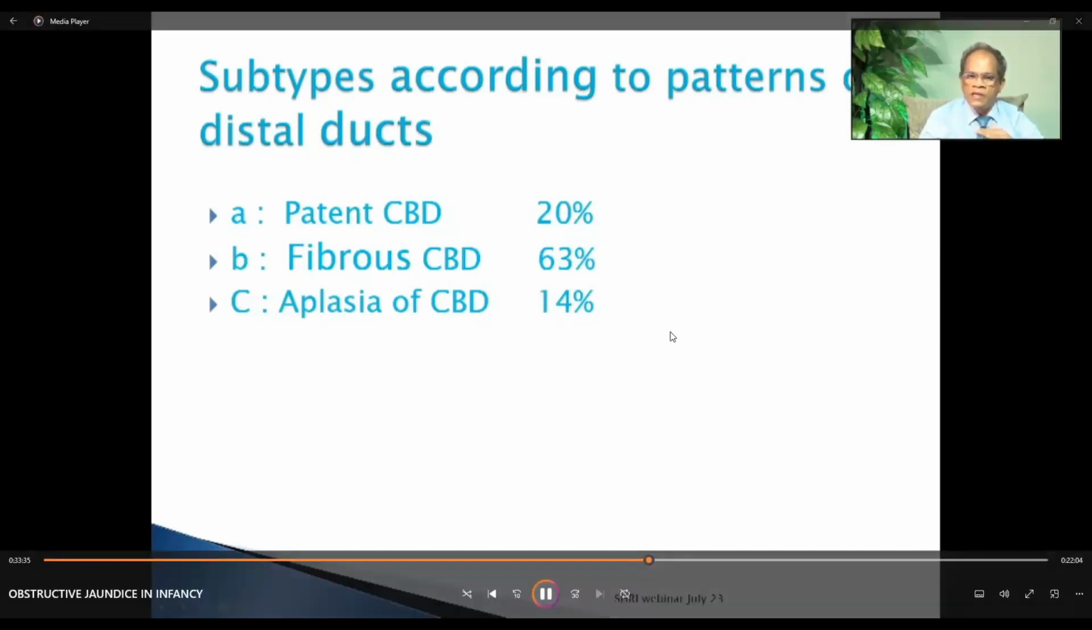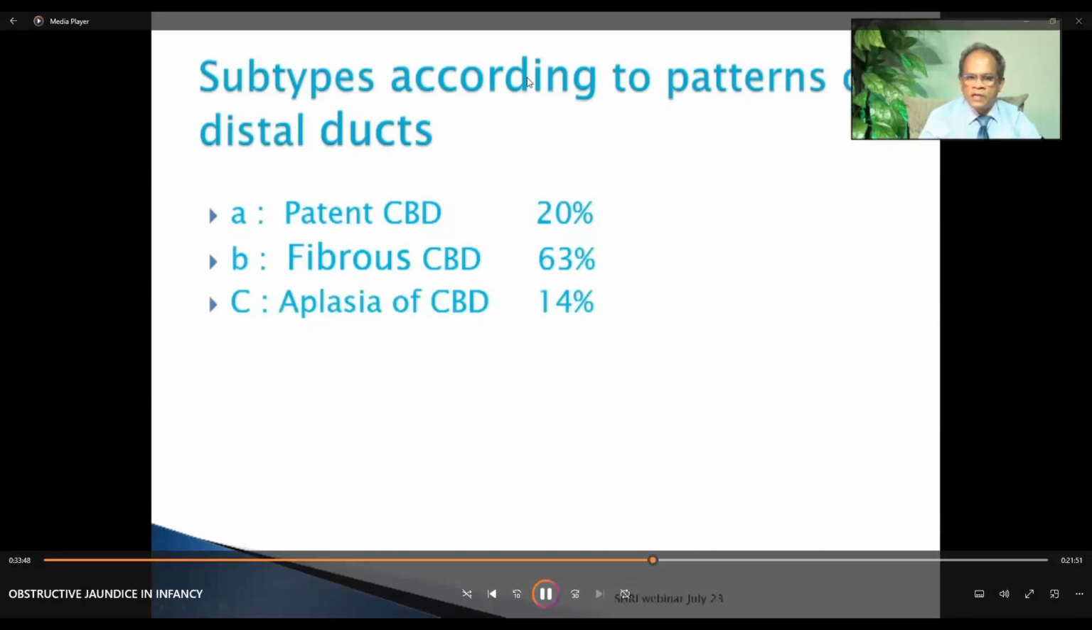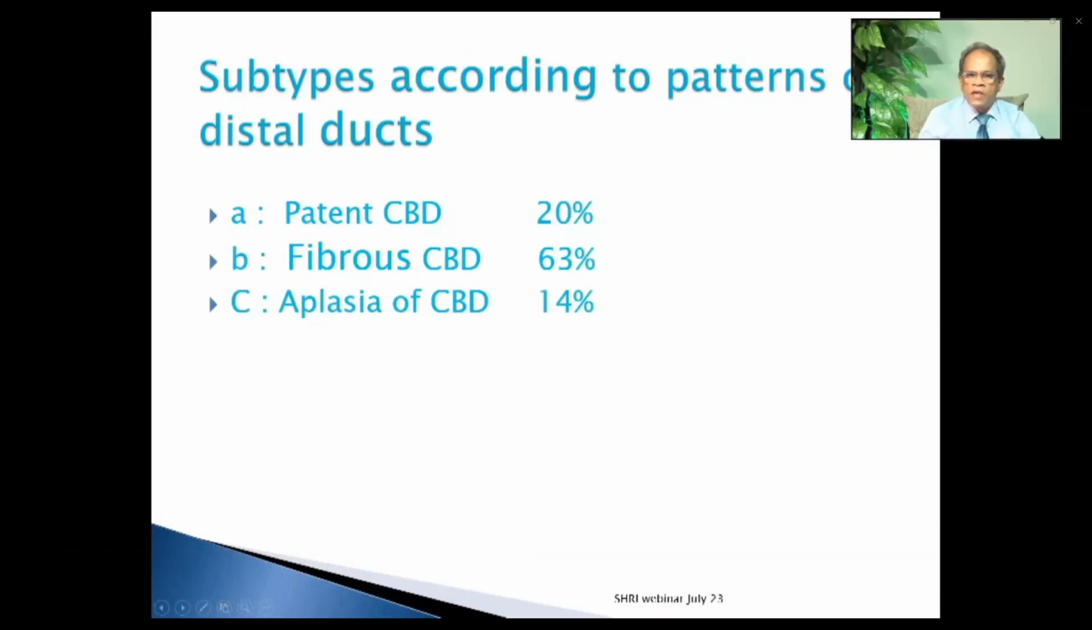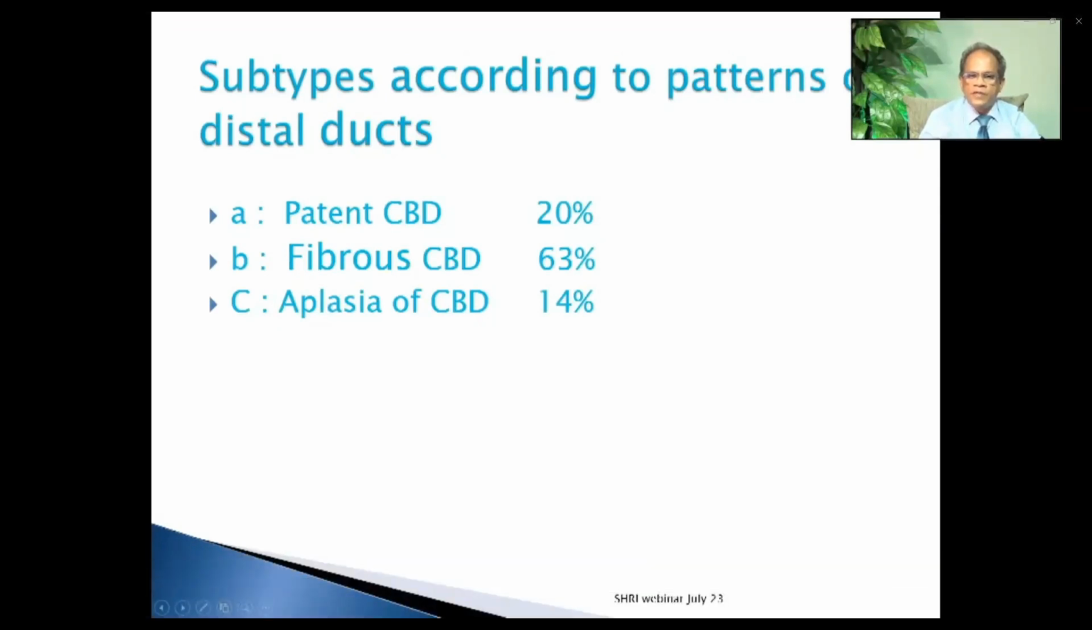So that you can do by tilting the head down during the cholangiogram, and also you can clamp the common bile duct and then inject. So if there is a patent common hepatic duct and hepatic ducts, then it will flow back towards the liver. And in about 63% of babies, the common bile duct is fibrous, and in 14% there is aplasia. So there is no common bile duct at all, just nothing.